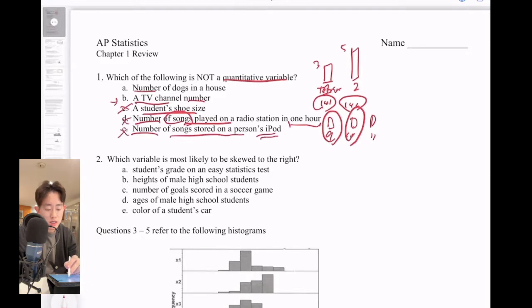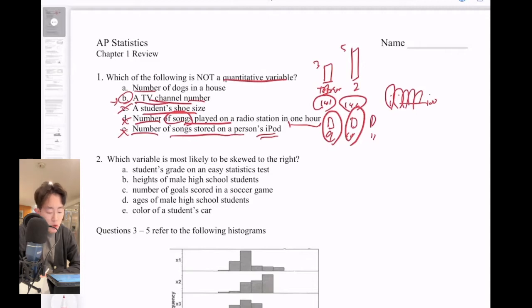So the correct answer here is B, because a TV channel number is not quantitative. It's not something that you can physically count. You go from channel 1 through 100. There's one dot per channel, only one network per channel. So there's absolutely no point in trying to count these because every single one of them is just going to give you one each. That's why answer choice B is not going to be a quantitative variable, or it will be the worst one out of the 5 choices here.